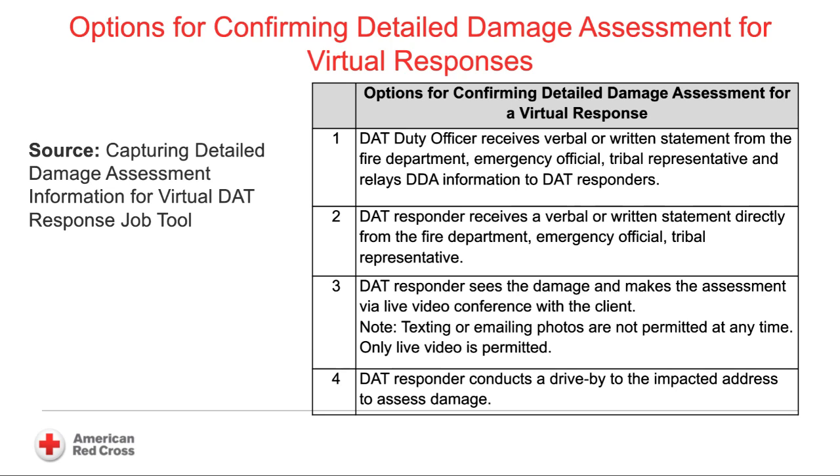So let's just take a look at some of these. Again, the best method for gathering fire damage information on a virtual response is information that the duty officer can get from an emergency official, and they will record that in RC Care. So the next option is for that DAT responder to speak with an emergency official over the phone. This assumes, of course, that contact information for an emergency official with knowledge of the scene is available.